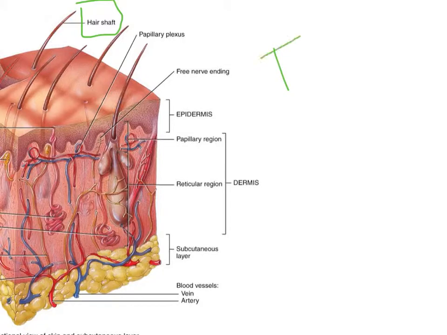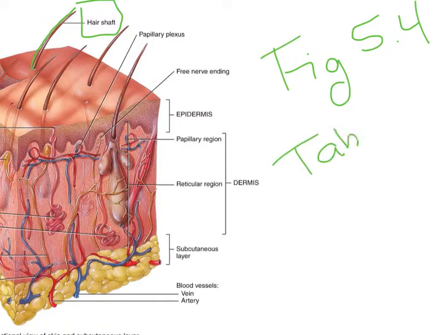I just want to refer you to figure 5.4 on page 151 in your textbook. It gives a more detailed view of the skin, and we will discuss that a little bit more in class. But the hair shaft is that portion of the hair that is above the surface of the skin. This, again, noting that these hairs are only found in thin skin, and to look at the difference between thin and thick skin is table 5.4.